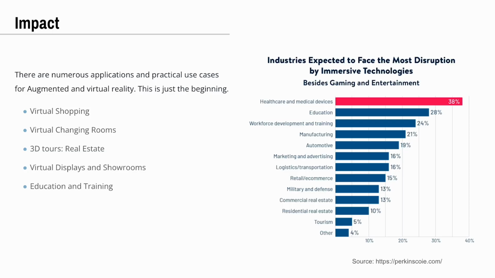VR and AR are starting to move beyond the gaming industry and seep into other places like healthcare and education. We're seeing things like virtual shopping, virtual changing rooms, 3D tours. I don't know how many people during the pandemic tried to rent properties or buy houses, but it was really hard because you weren't able to see it, right? So 3D tours became a great tool for people to see their homes before purchasing. Now, I know it's not the same as the real thing, but it's still better than nothing. And I believe this is just the beginning.